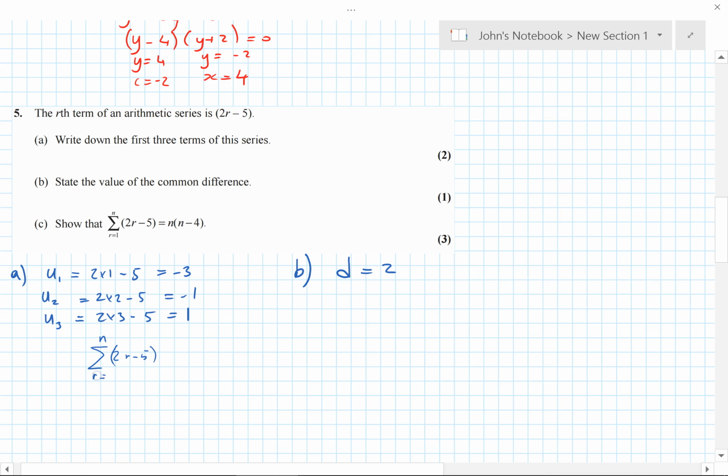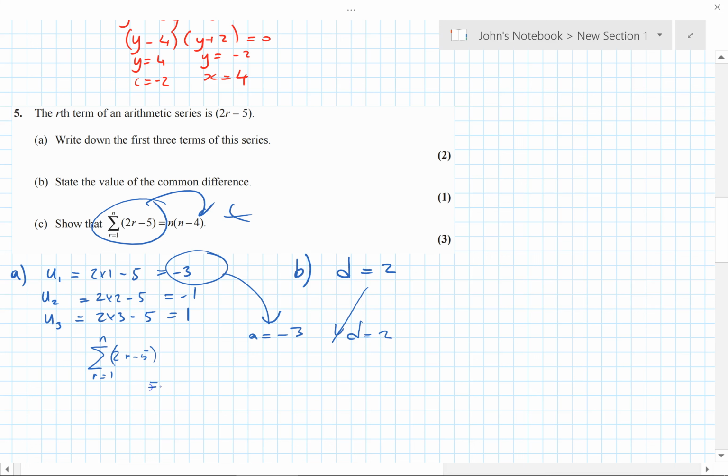I'm not going to write what we're asked to show, because that's in the question. We need to get from here to here. So that's obviously got a, the first term, equal to minus 3, and d equals 2.